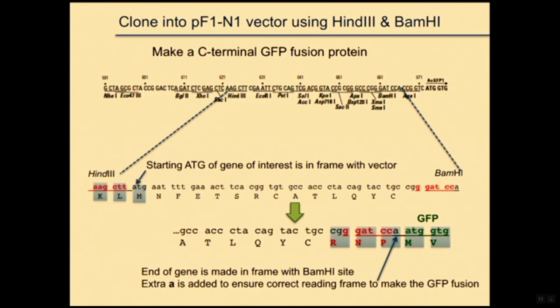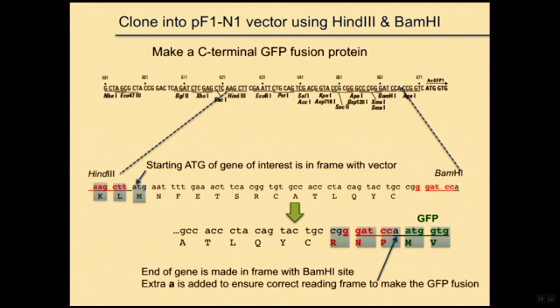So we add an extra A to essentially ensure this correct reading frame to make our protein sequence, followed by the green fluorescent protein sequence in the correct frame. So when you make the protein, you actually make both proteins in the same reading frame.